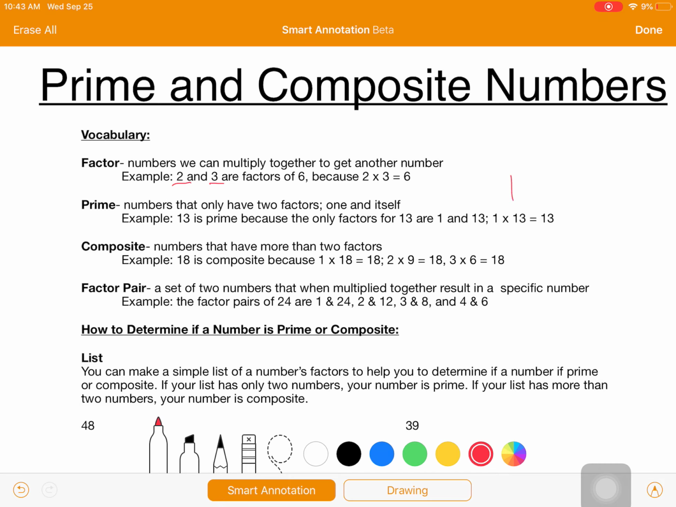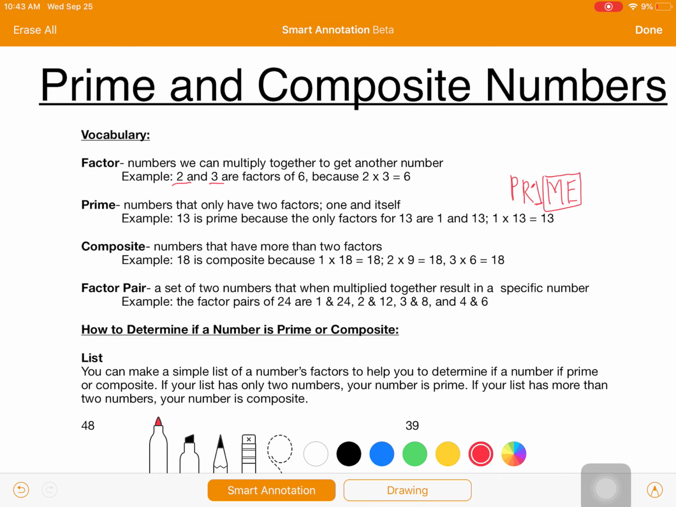I like to remember prime by thinking of the word prime. So inside of the word prime, you see the word me. This I looks a little bit like the number 1. So prime is 1 and me. They are numbers that only have two factors, 1 and itself. So prime, 1, and me.